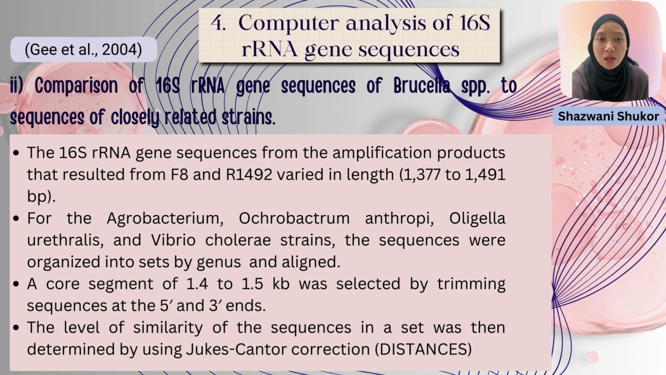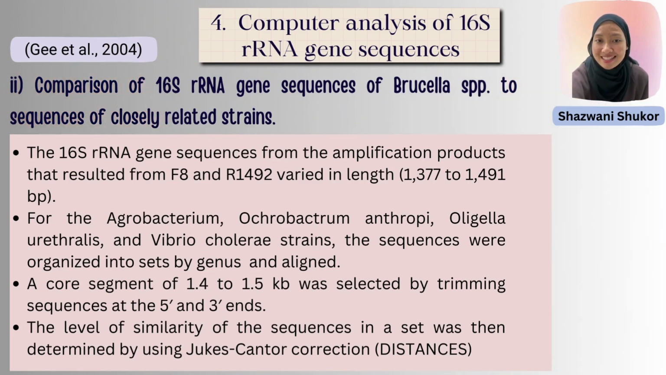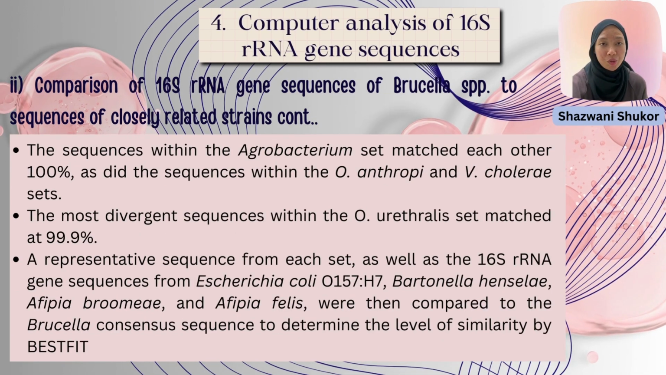A core segment of 1.4 to 1.5 kilobases was selected by trimming sequences at the 5' and 3' ends. The level of similarity of the sequences in a set was then determined by using Jukes-Cantor correction. The sequences within the Agrobacterium set match each other 100%, as did the sequences within the O. anthropi and V. cholerae sets. The most divergent sequences within the O. urethralis set match at 99.9%.